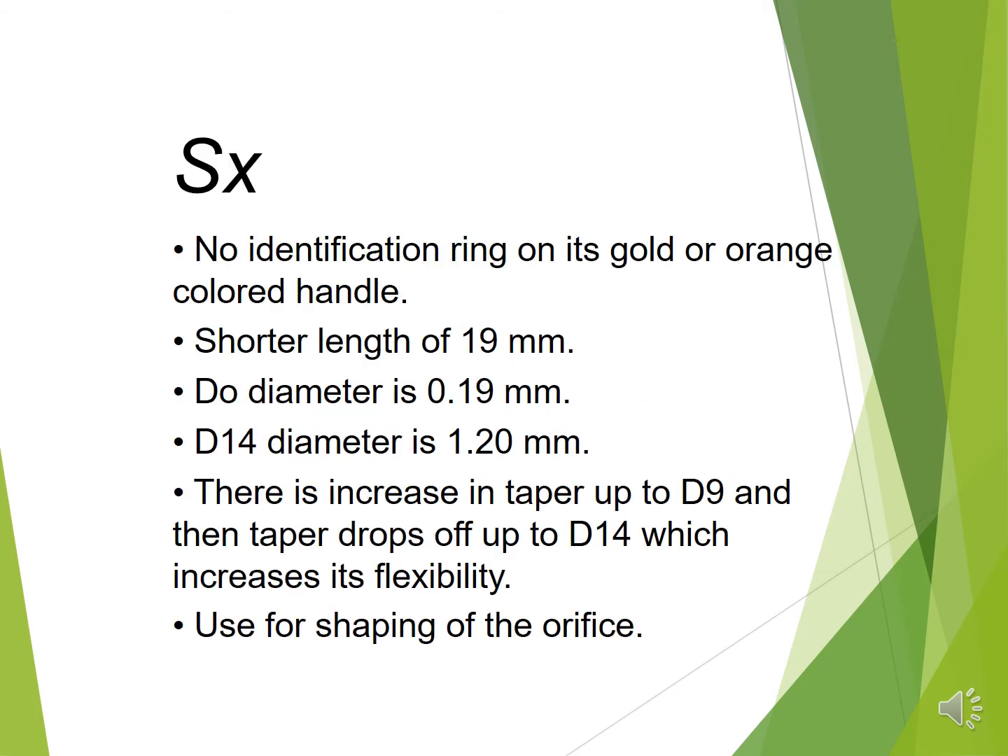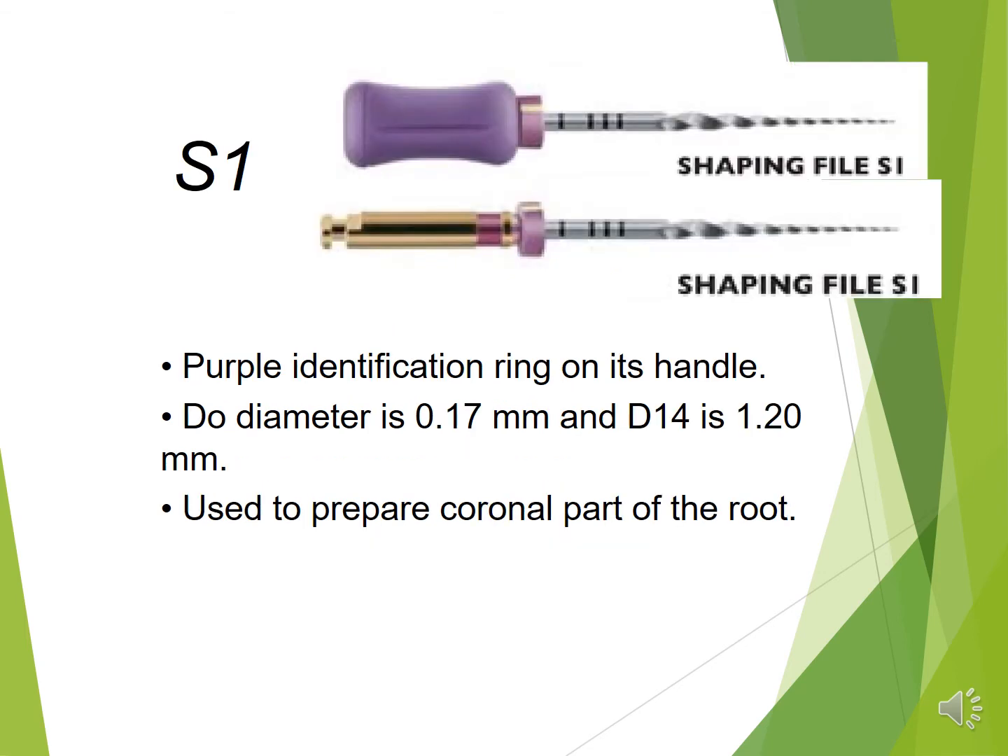The first file of the Protaper system is an SX, which is usually used for shaping the coronal part of the canal. There is no identification ring on its gold or orange color handle. It has a shorter length of 19 millimeters. The diameter of the tip, that is D0, is 0.19 millimeter, whereas the diameter at the end of the cutting blades, which is D14, is 1.20 millimeters. There is an increased taper up to D9 and then the taper drops off up to D14, which increases its flexibility. It is mainly used for shaping of the orifice as well as for enlargement.